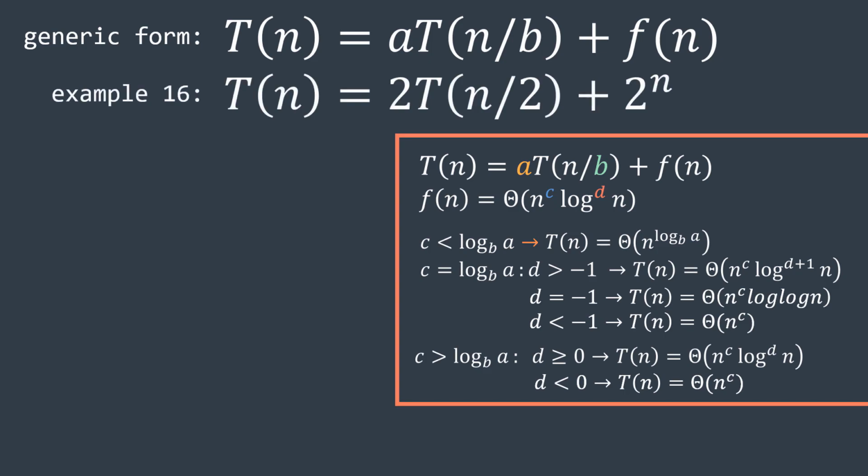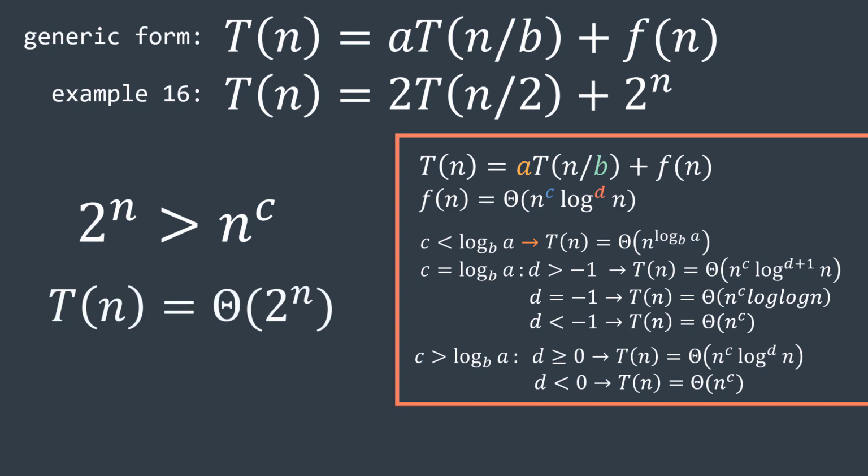Next example, 2 times T of n divided by 2 plus 2 power n. Here a is 2, b is 2, log base b of a is 1, but we can't directly get the value of c. But you have to know that 2 power n is asymptotically greater than n power c, even if c is really huge. So we can, for example, put n power 1000, and 1000 is greater than 1, so we are in the first case. The time complexity is theta of 2 power n.